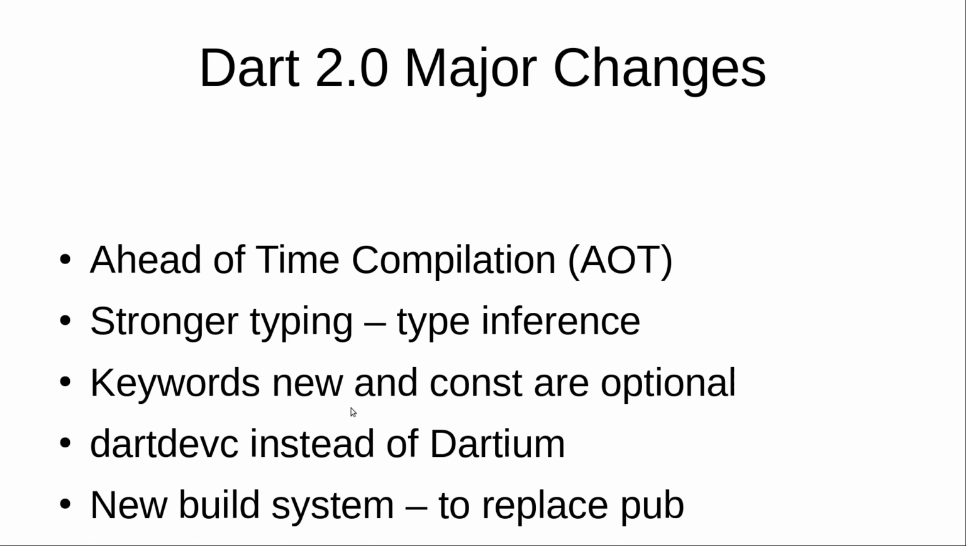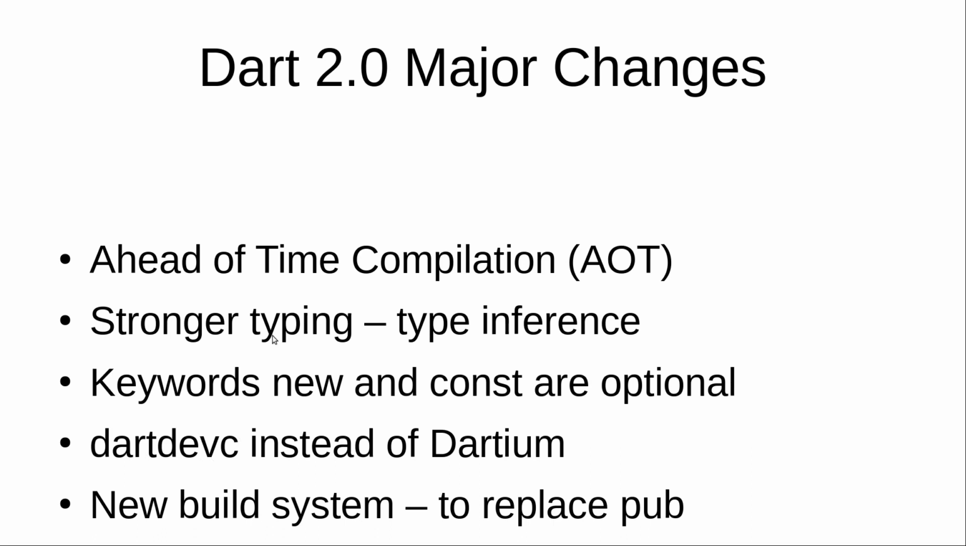Other small changes, keywords new and const were optional, and I think that's nice. If you're old school, continue to use the new and const, but you don't need to inside of there. And new, in case you're not familiar, is when you're going to instantiate a class, or create an object. And then we're using Dart dev C instead of Dartium.